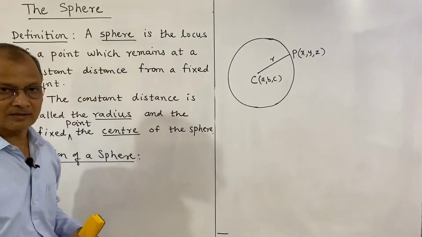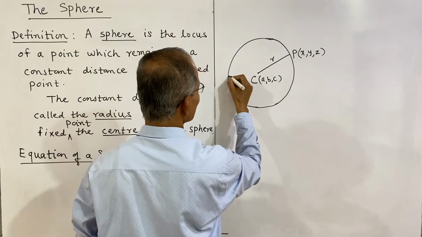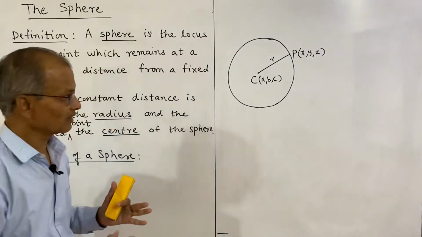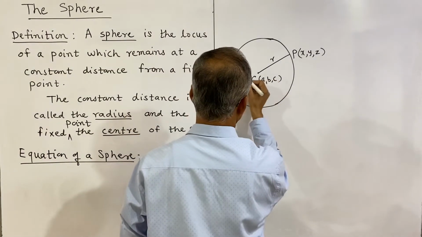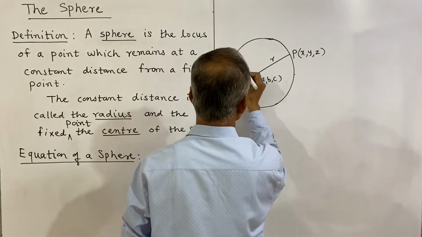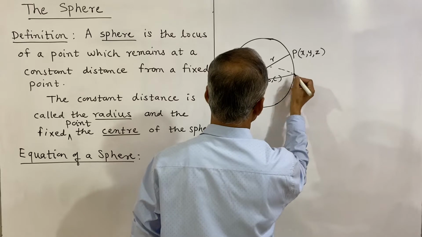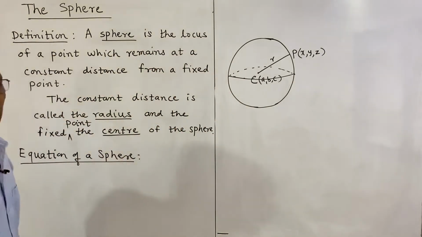But see, this is a three-dimensional concept and not two-dimensional. That means this is a sphere. It's a solid object like a football, you may imagine. And now we shall obtain the equation of the sphere.